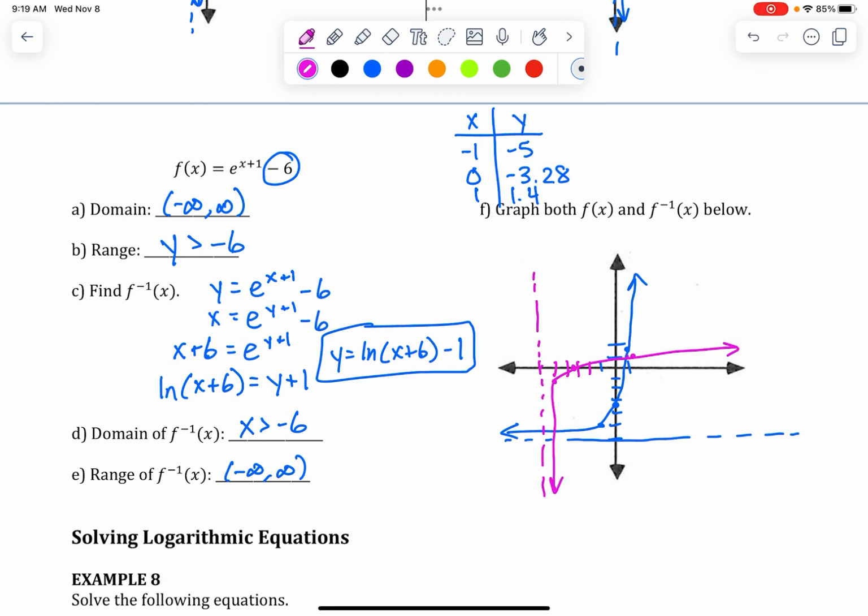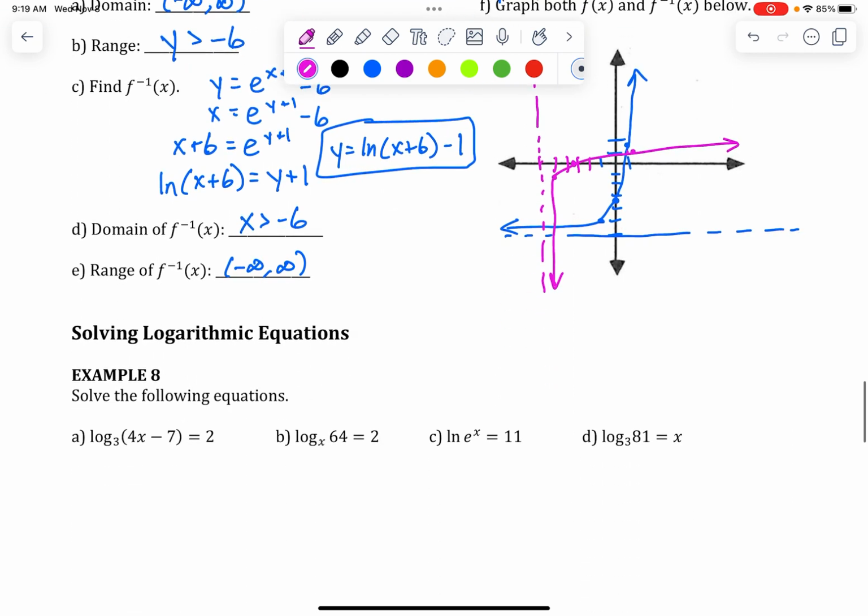So again, it looks a little bit busy, but I think you'll get the general idea. Just plot points and you'll be okay. And on the test, I don't know if we'll have you graph both of them. We may just have you graph them separately. But as long as you can plot points, you should be okay.